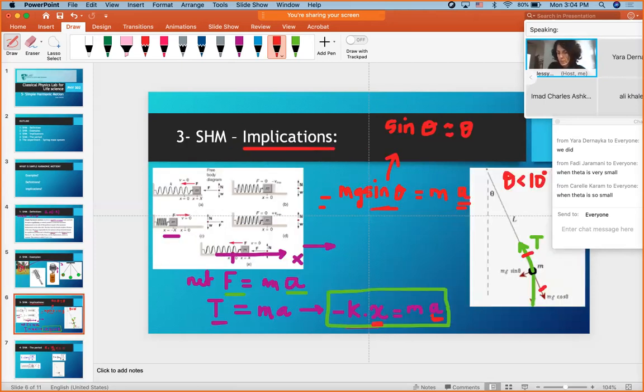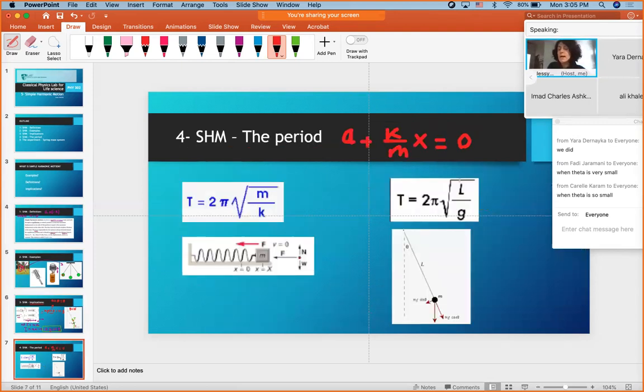So minus kx is equal to ma. You can say ma plus kx is equal to 0, then divide by m everywhere, and you end up with this equation. Now the acceleration is the double derivative of the position, so I can write it as x double prime plus k over m times x is equal to 0. This is an equation that can be solved. You have the x, but you don't have x squared to find the roots. You have the double derivative, so this is not a polynomial equation to solve for x. This is called a differential equation.